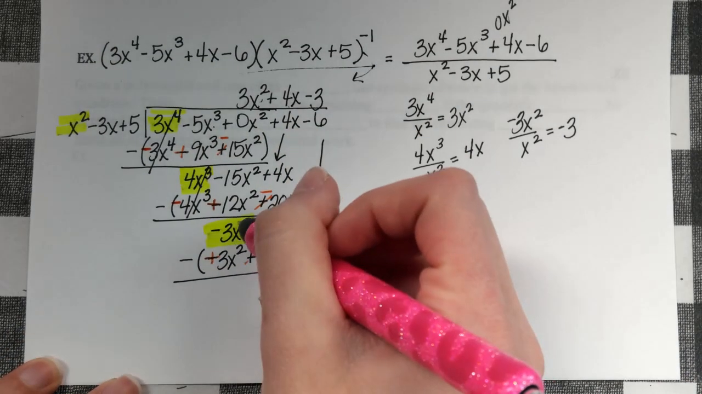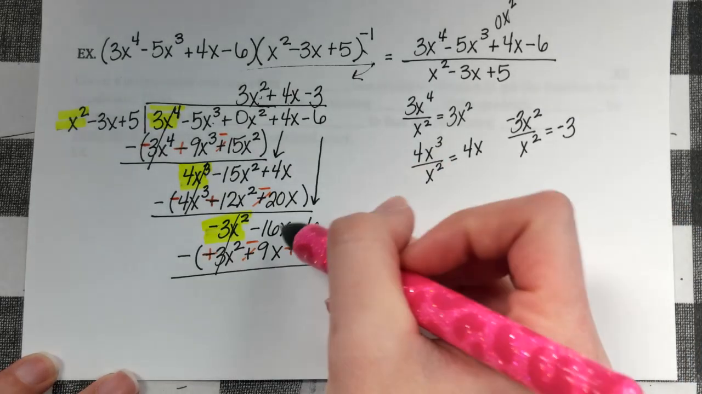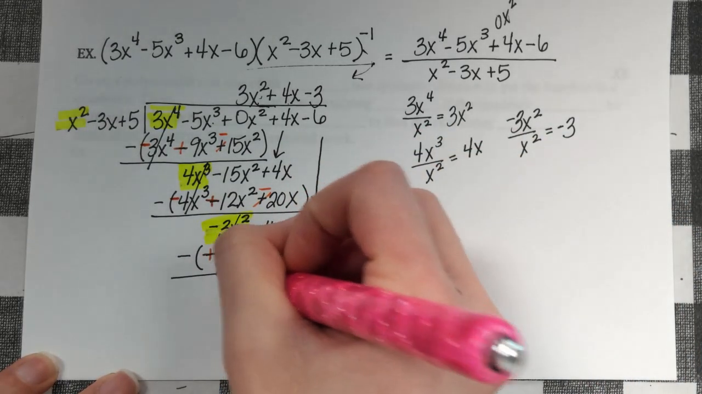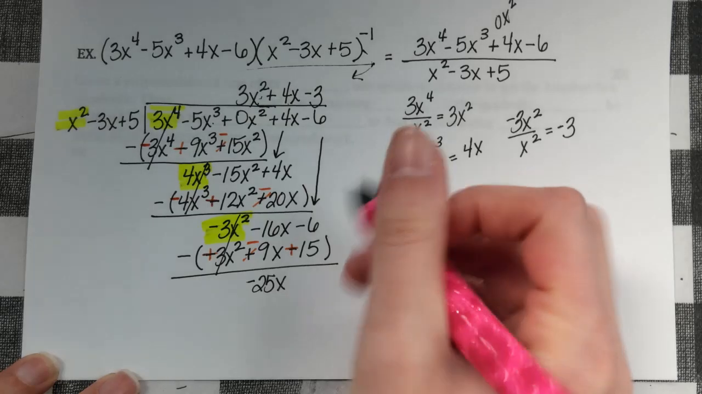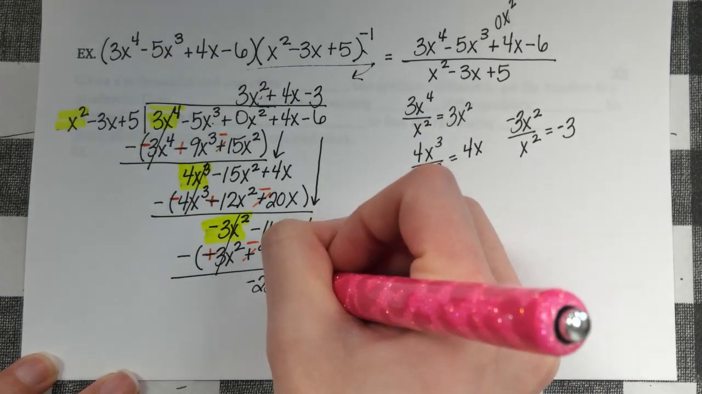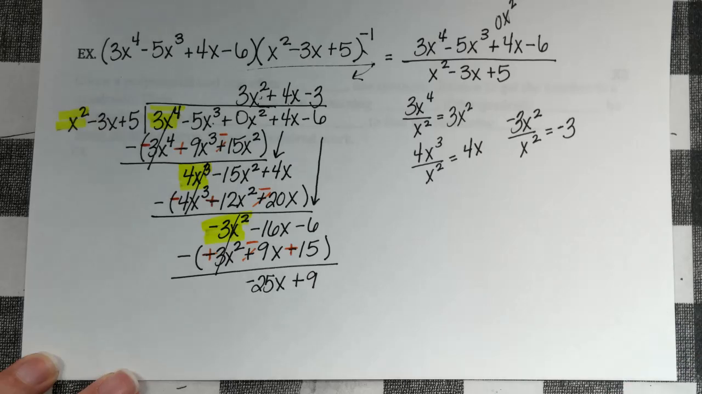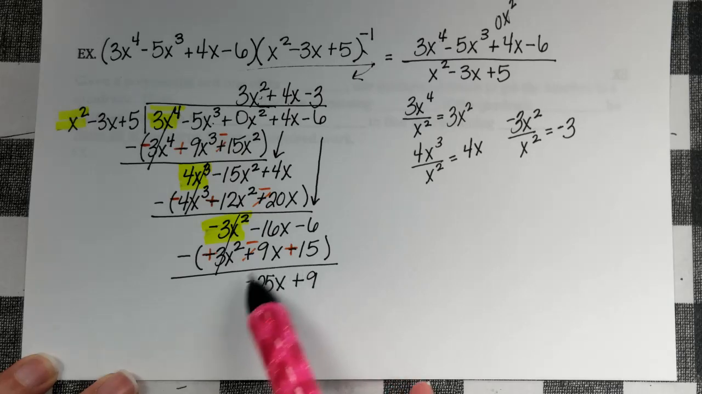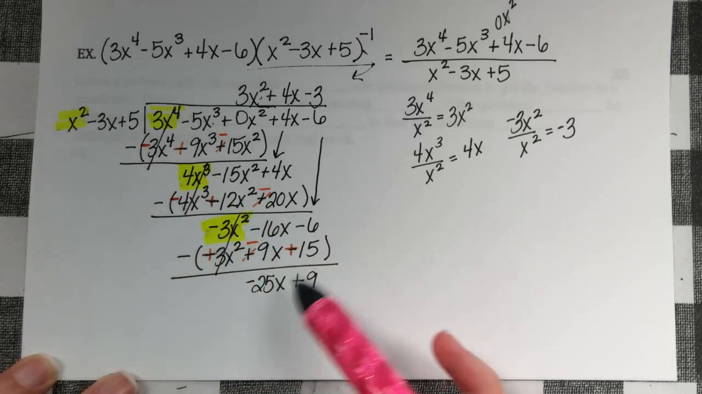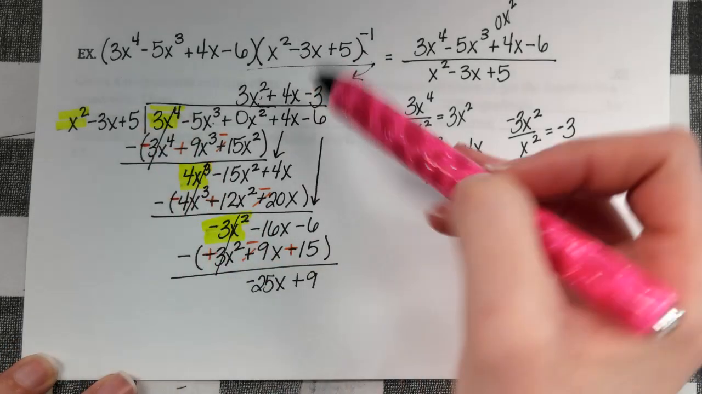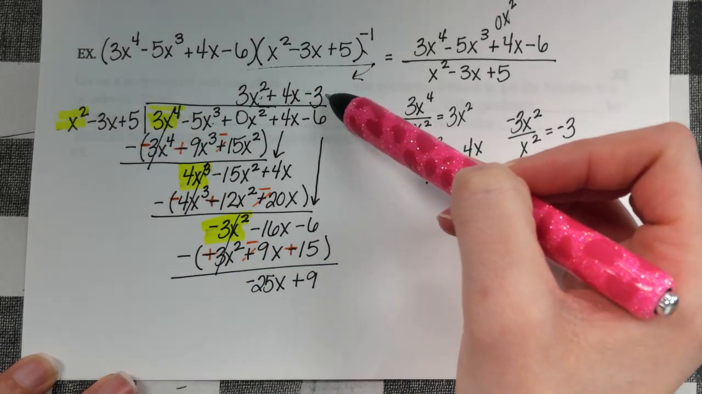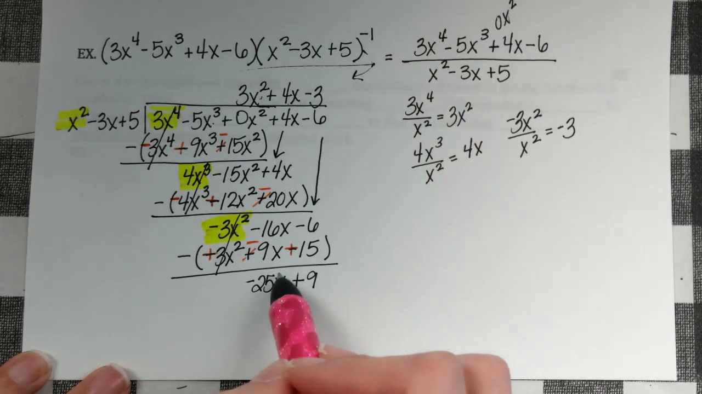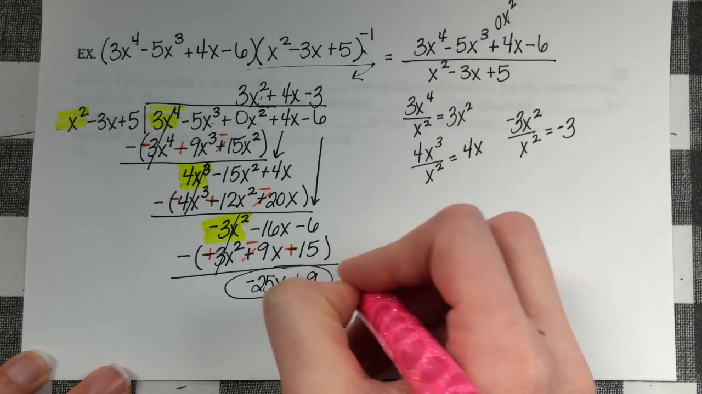And so my 3x squared cancels. Negative 16x minus 9x leaves me with a negative 25x. And then negative 6 plus 15 gives me a plus 9. So this is where I can't go any further because my remainder has a degree that is less than my divisor. I have an x, but my divisor was x squared. I also look at the fact that I went all the way to my constant in my quotient. So this, even though it's two terms, will be my remainder.